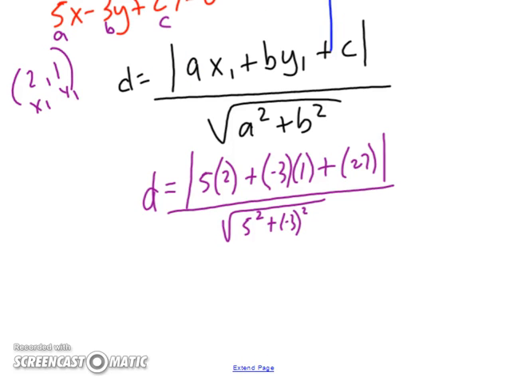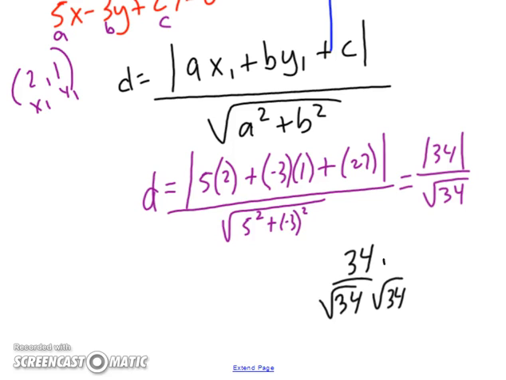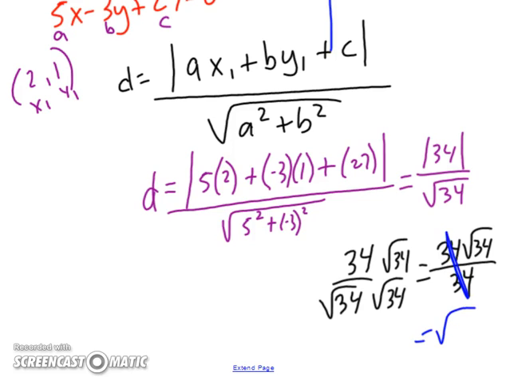Once we have everything plugged into our formula, all we are going to do then is simplify. When we do that, we get the absolute value of 34 on top, and the square root of 34 on the bottom. We can simplify this by rationalizing, multiplying the top and the bottom by the square root of 34. Root 34 times root 34 is just the number 34, and we can cancel out, so the distance from this point to the line is the square root of 34.